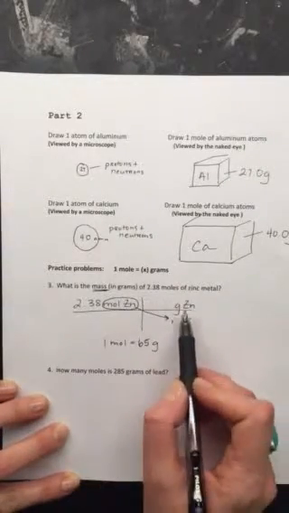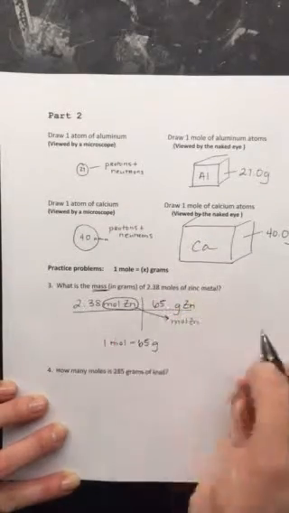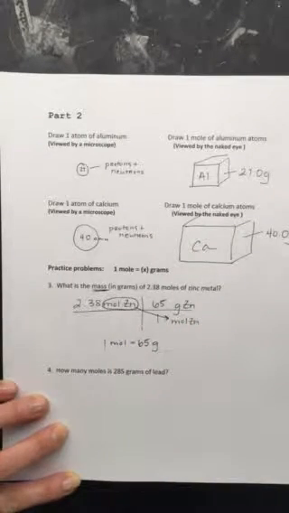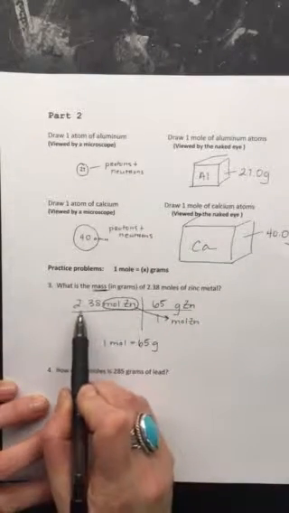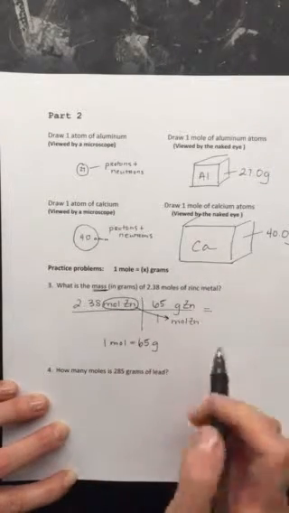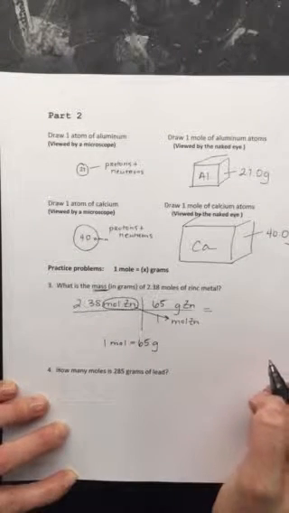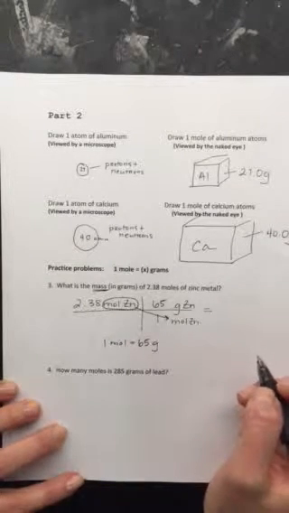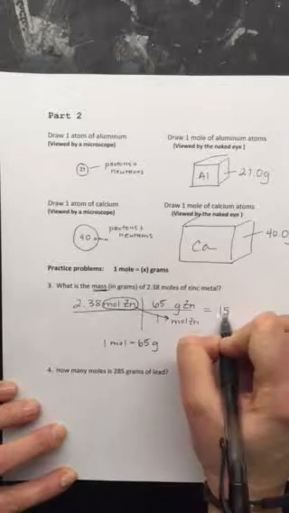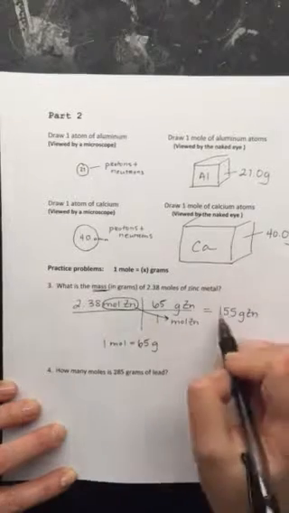I've already got my units set up, so let's plug in my numbers. 65 goes on the top, 1 mole goes on the bottom. We multiply across the top, 2.38 times 65, and then divide that by 1. We should come up with 154.7. I'm going to go ahead and round that to 155 grams of zinc.